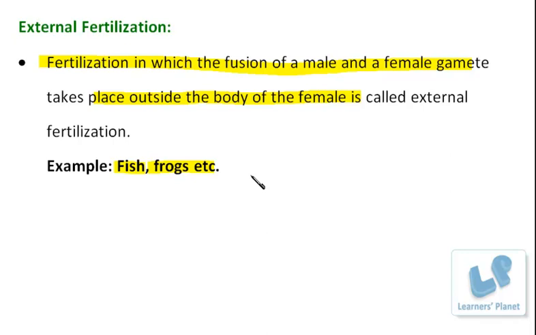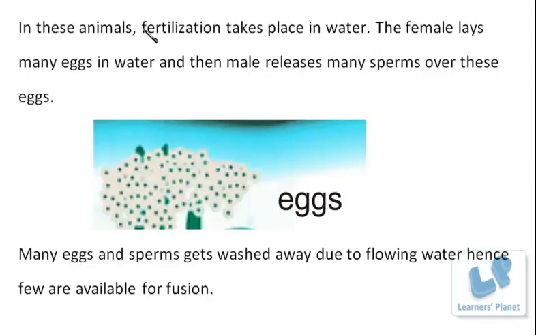And for this process, each organism, the male and the female, releases its gametes into the surroundings, that is, into the water. Let me show you. See, the female organism will lay the eggs in the water, right? And then the male organism also releases so many sperms over these released eggs in the surroundings, right?